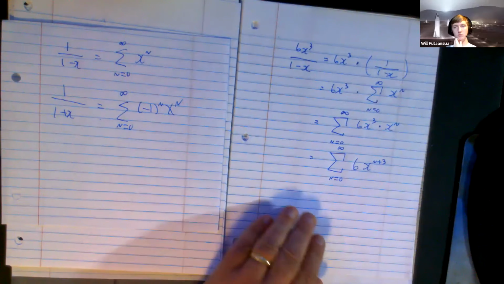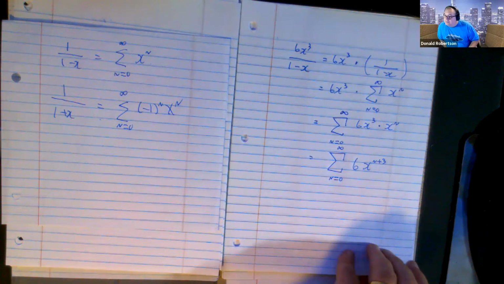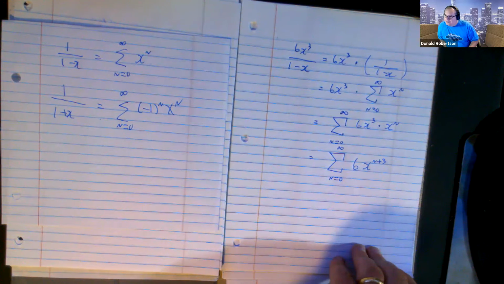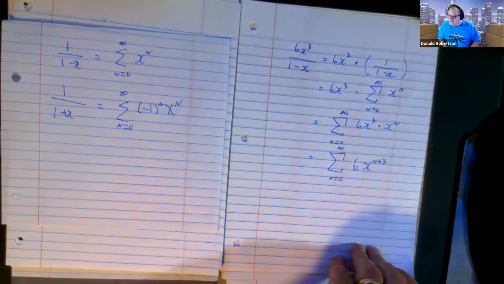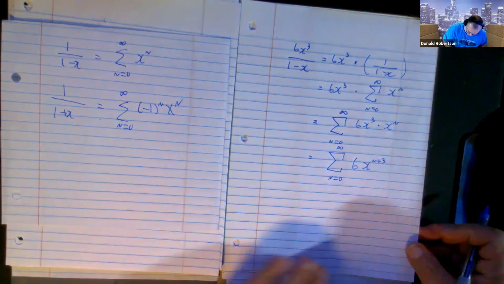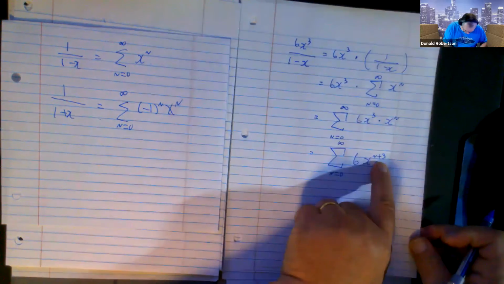Could you, for more style points, change the starting value of n to 3 and just have 6 times x to the n? You could. And it's correct, but don't, because I think you might screw up WebAssign. I think WebAssign only recognizes it in one form. Yeah, it's called changing the center, essentially.